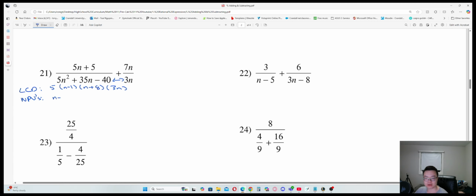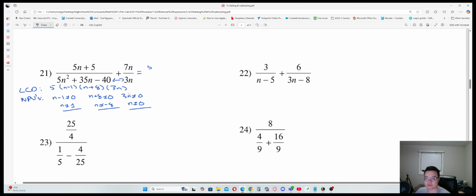Since I know that is my lowest common denominator, I can actually solve for my NPVs. First, n minus 1 not equal to 0, so n is not equal to 1. Next, n plus 8 not equal to 0, so n is not equal to negative 8. And next, 3n not equal to 0, so n is not equal to 0. So these are the three NPV values. Next we just need to combine these two fractions together to do the addition.